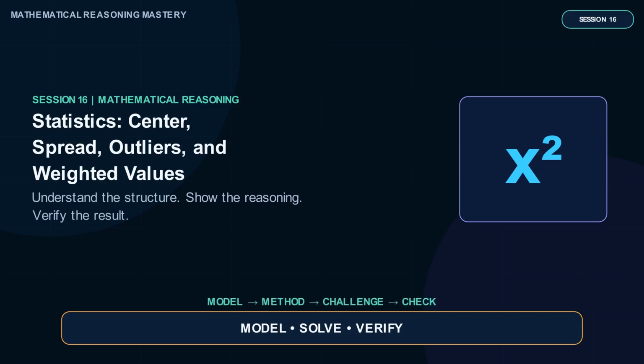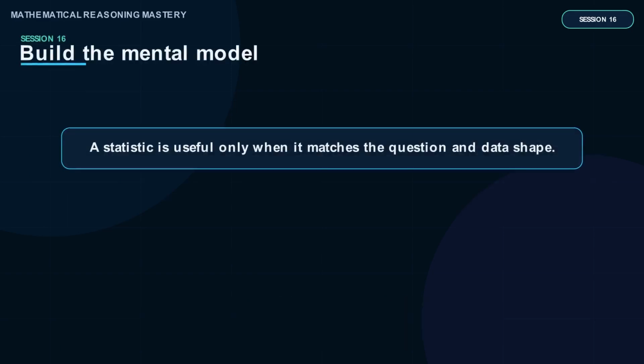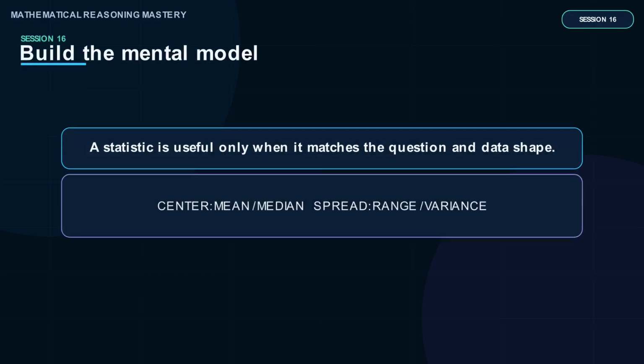Keep a pencil ready. We will build a mental model, use a repeatable method, solve a demanding example, diagnose an error, and finish with an independent checkpoint. Start with this principle. A statistic is useful only when it matches the question and data shape. Use this visual structure: center, mean/median; spread, range/variance. Read every symbol and label before calculating.